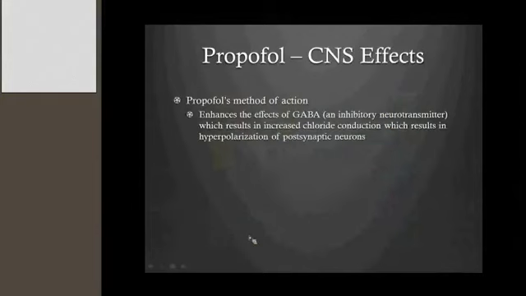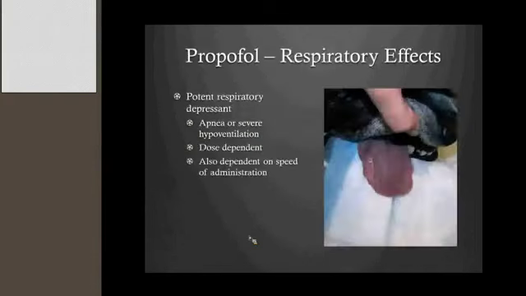So propofol's mechanism of action is that it enhances the effect of GABA. And that's probably the thing you need to remember, GABA, okay? All this other stuff about it increases chloride conduction, which results in hyperpolarization of postsynaptic neurons. That's not the stuff you need to remember. Remember GABA. It is a potent respiratory depressant.